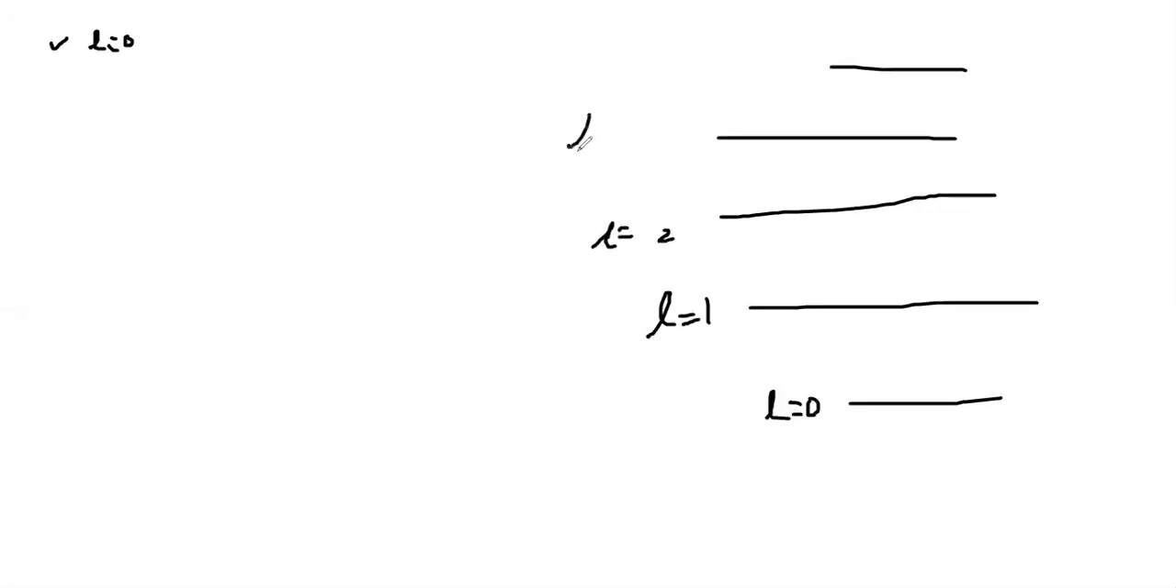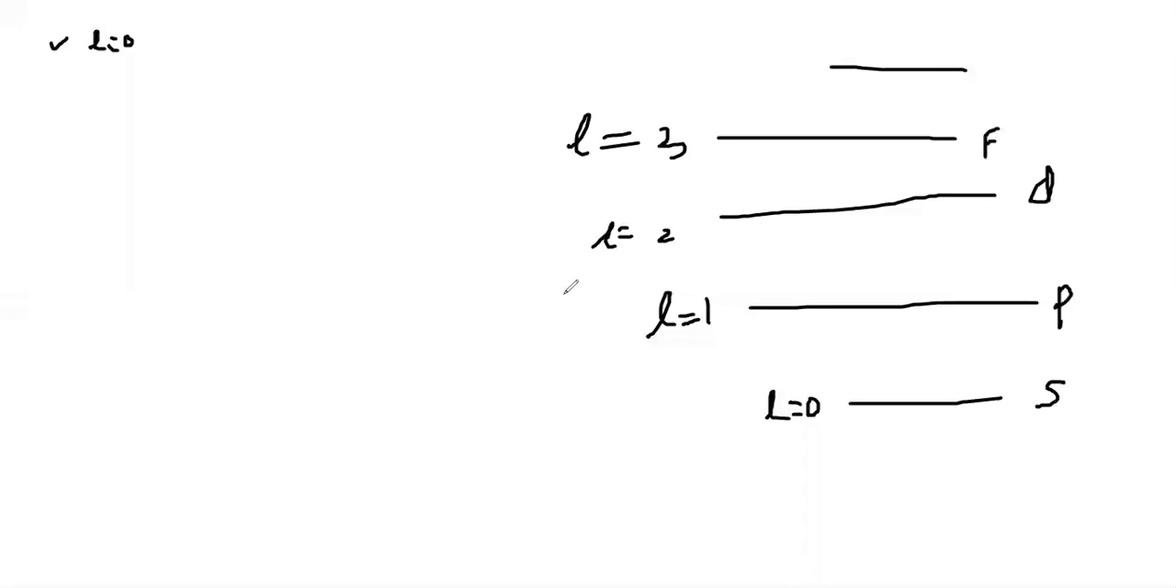I have no problem with this thing. If this is the case, then I am happy with it. This is the simplest thing ever. Let us say L equal to 0 represents the S state. These are spectroscopic labels: S, this is P, this one is D, and this one is F.